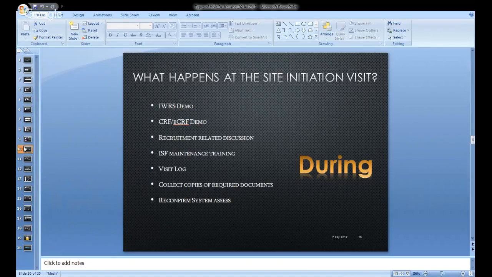ISF maintenance training, like we discussed, the regulatory binder, the pharmacy binder. So ensure that these files are readily available with the proper separators and train the site on how they need to file each and every document. Motivate the team to do the filing in a timely manner, because if it is not done, later on it might be chaos.